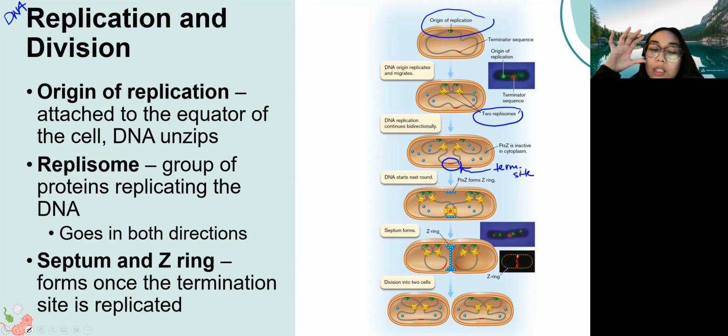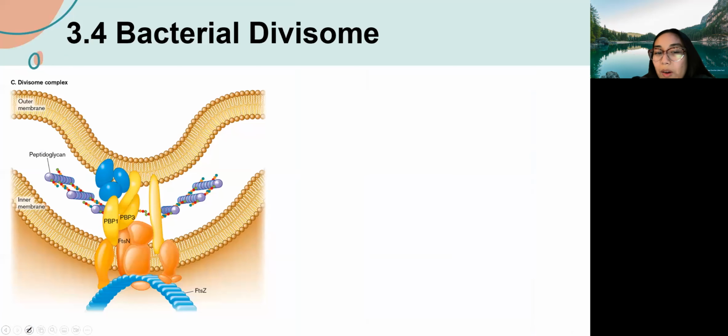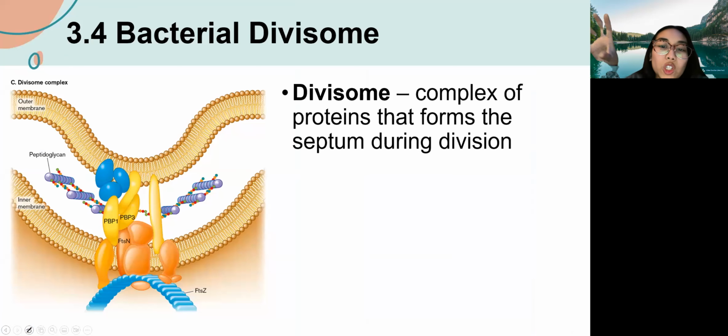And so the septum forms, and the way that the septum forms is through that Z ring that we just talked about, through FtsZ. Okay, so let's go into a little bit more detail about how that FtsZ forms. So there is this complex called the divisome. It's called that because it's the complex of proteins that helps with division. And this divisome is very complicated, as you can see. We don't have to go through everything, but it's this whole cluster of proteins that are involved in producing that FtsZ Z ring.